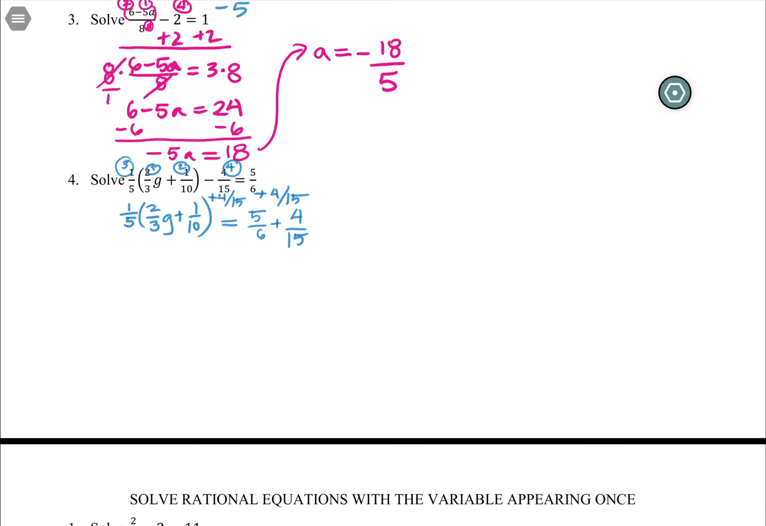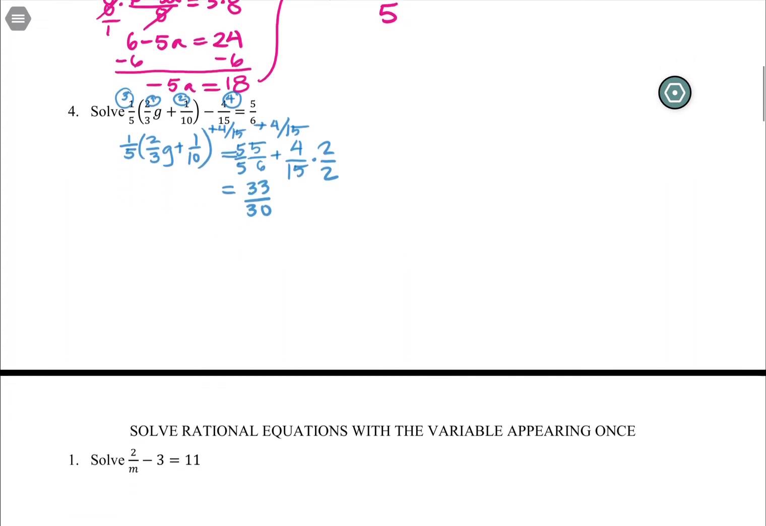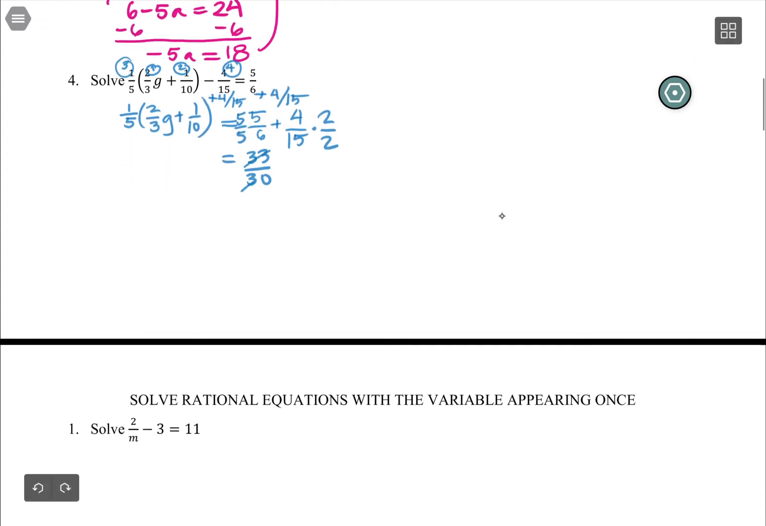So I need a common denominator to simplify the right-hand side, and it looks to me like it should be 30. So I'm going to get 25 over 30 plus 8 over 30, which is 33 over 30. 8, 25, yep, and that actually reduces a little to 11 over 10. Okay.